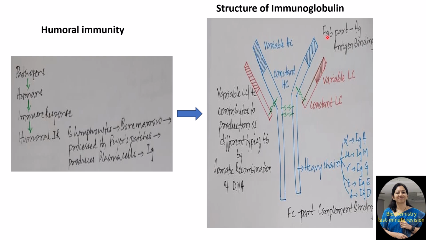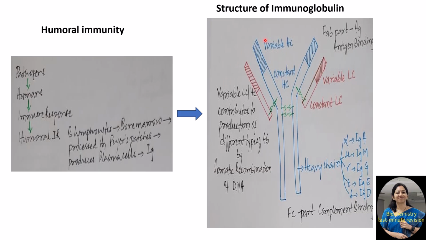The variable regions of both the light chain and the heavy chain constitute the FAB part of the immunoglobulin, and this is responsible for the pathogen binding or antigen binding site. The constant region of the heavy chain constitutes the FC part, and this is responsible for complement binding. The light chain is connected to the heavy chain with the help of a disulfide bridge, and the two heavy chains are interconnected at the hinge region, again by a disulfide bridge.